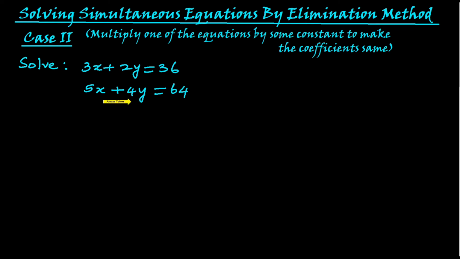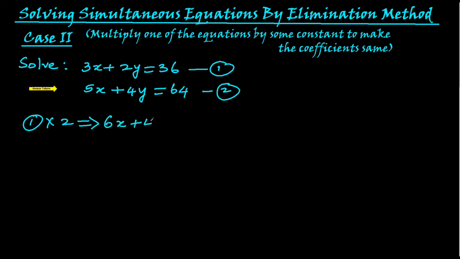So if I name this equation 1 and equation 2, if I multiply equation 1 by 2, both left side and right side, I am able to make the coefficients the same, 4. Is it not? Let me multiply the first equation by 2. The resultant equation will become 2 3s are 6x, 2 2s are 4y. But please don't forget to multiply the right side as well. When you multiply an equation by some number, you should do it on both sides without missing.